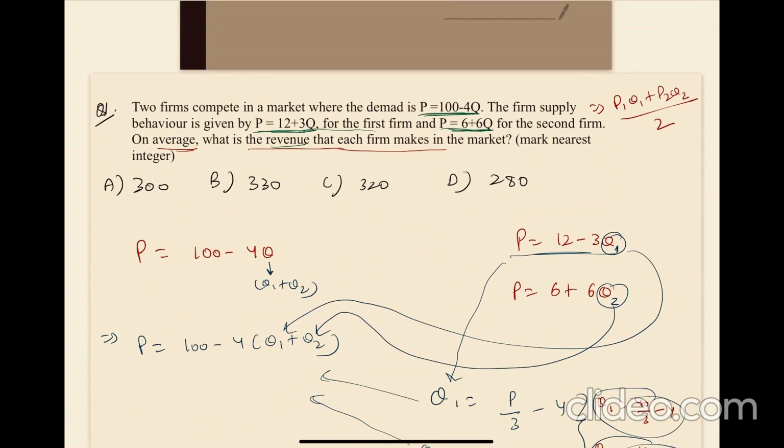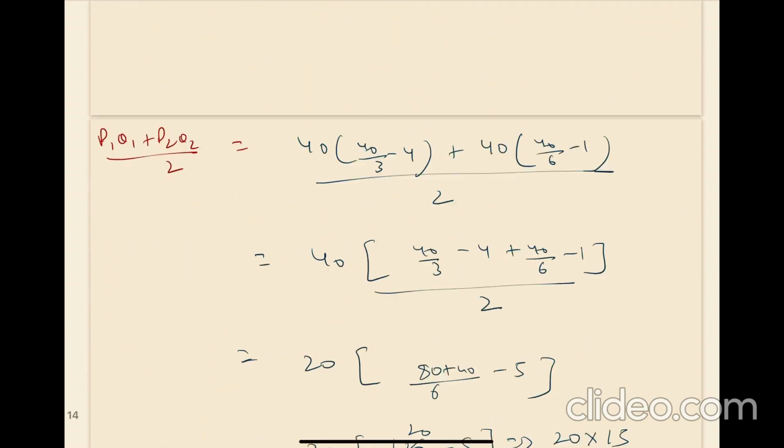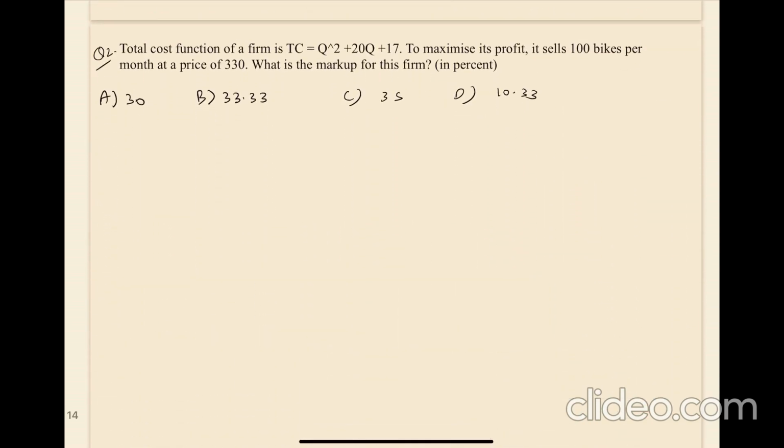So yes, in option A we have this 300, so this would be the answer. Okay, so this is how you can solve this question. It seemed difficult at first, but when you try to solve, it is not that difficult. Okay, now let us see question 2.